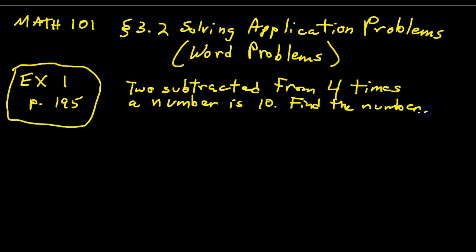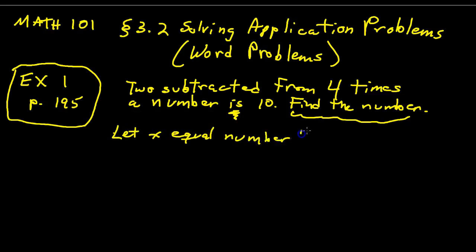All right. The idea here is we translate the word is into an equals sign in setting up an equation. Typically we need two things to get started here. We need a let statement, and I suppose we're going to let x be the number of interest that we're supposed to find, and we need an equation. All right, so let me write that down. I'll say let x equal the number that we're looking for.